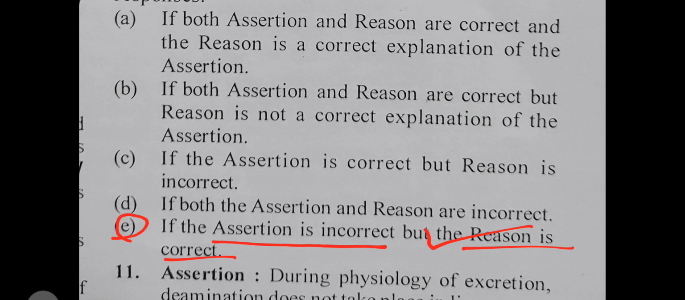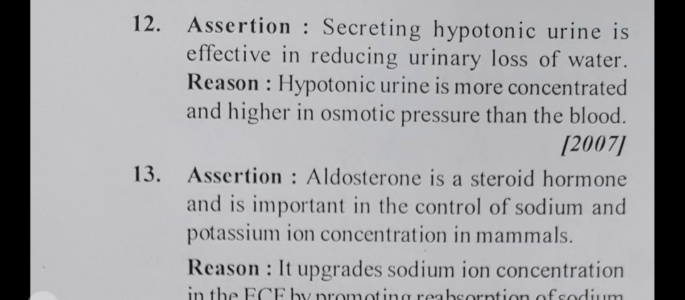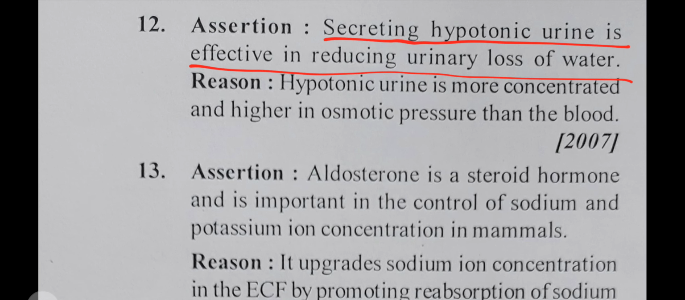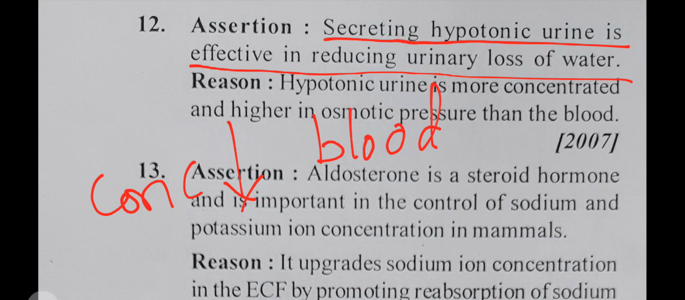Here, coming to the 12th question, the assertion given is: secreting hypotonic urine is effective in reducing urinary loss of water. Here, hypotonic urine means concentration of urine is less. The concentration of urine is less than that of blood.